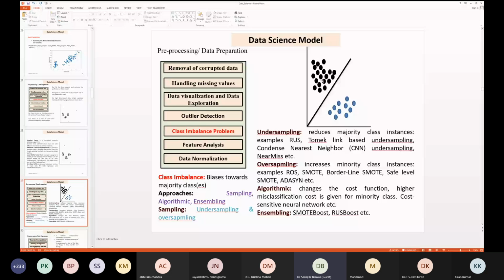Whenever one black dot is misclassified, some kind of learning would be there. And whenever some blue dot is misclassified, then some kind of learning would be there. So misclassification of the blue dot would be lesser than the black dot because the number of black dots is more during training. So when the model is trained, this model will have a higher impact of the black dot.